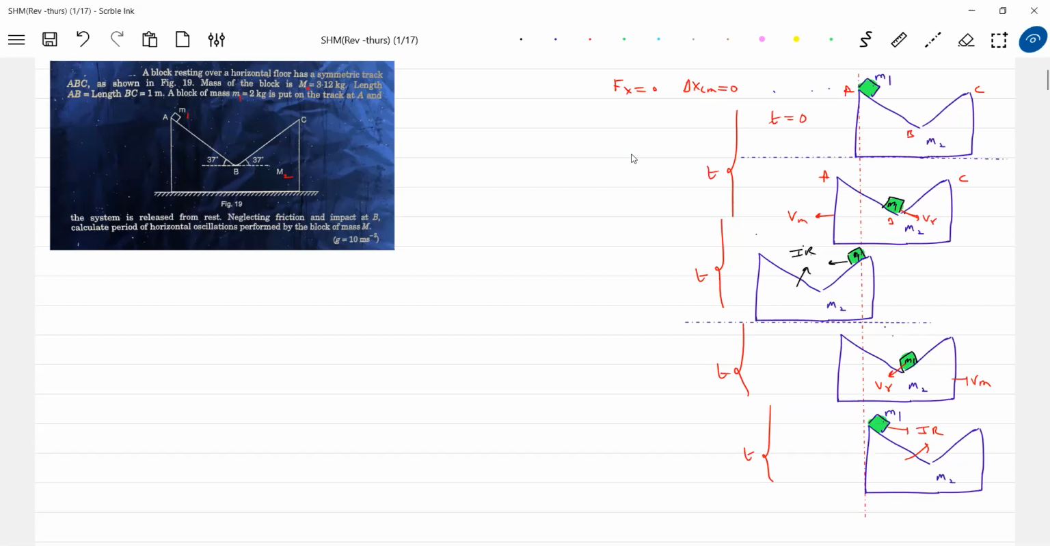But it didn't ask anything about the shift. It directly asked the time period of oscillation. So let's see how these two times will be the same. What I am claiming is that the time the block takes to move on the wedge from A to B is the same time it will take to move from B to C. Is it possible? Yes, sir, symmetry. Directly we can see. Yeah, symmetry. 37 degrees is there, no? So if you can discuss the problem from the first and second diagram, I think it'll be over.